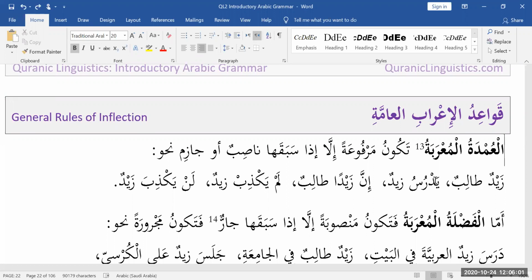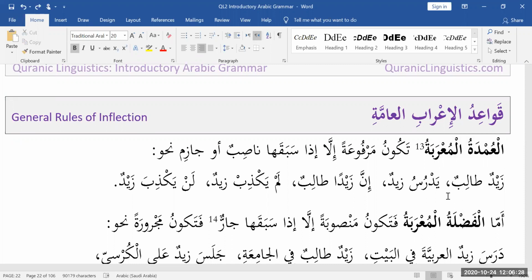Unfortunately, most, if not all, of the grammar courses that are taught do not introduce this theory of umda and pillars early on. And it leaves a big gap, and it creates a challenging situation where the student is not really sure why things are happening certain ways. So, al-umdatul mu'raba, the inflected pillar.